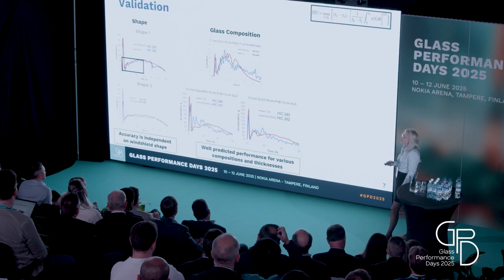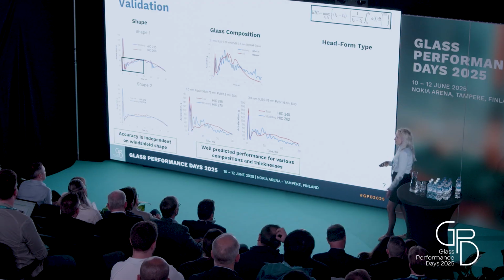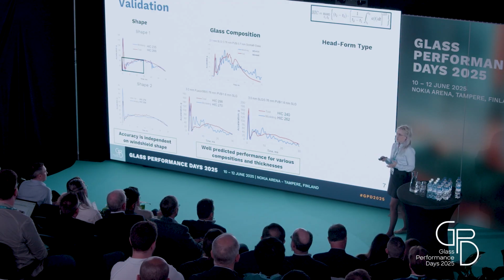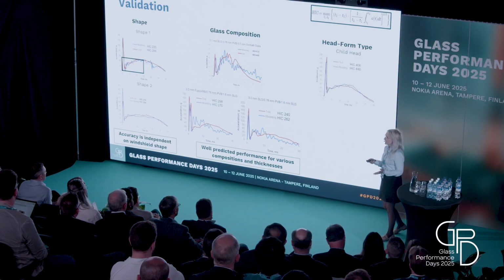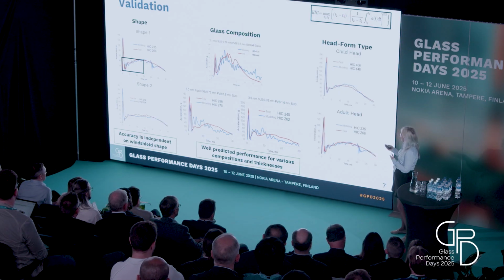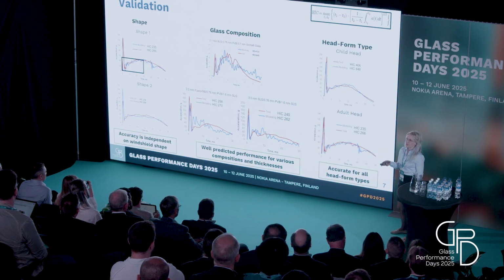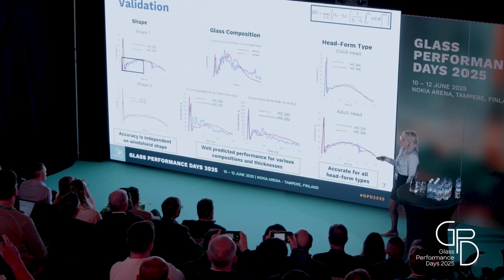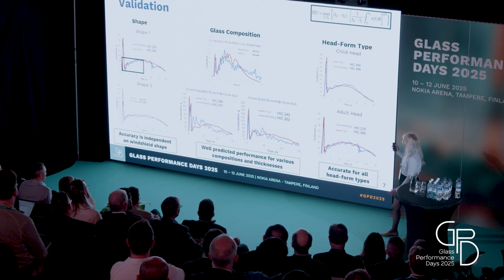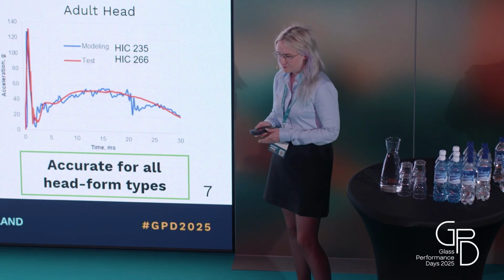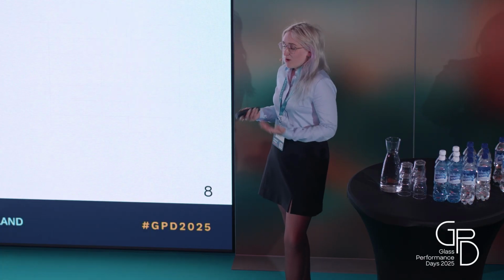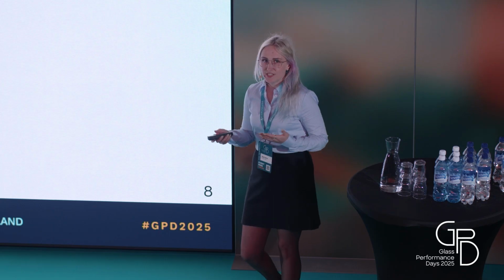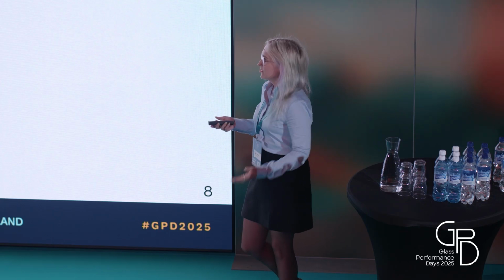And the last point is the head form type. In the test specification, there are two head types, child head and adult head. And again, we have validated it with the experimental data and demonstrated that the model works accurately for all of these parameters. Okay. So now, once we validated our model, we can explore different combinations of glass compositions and thicknesses.